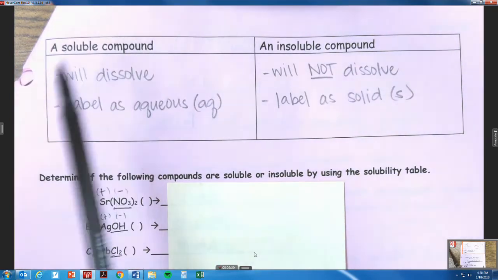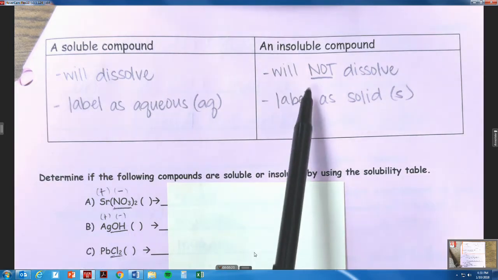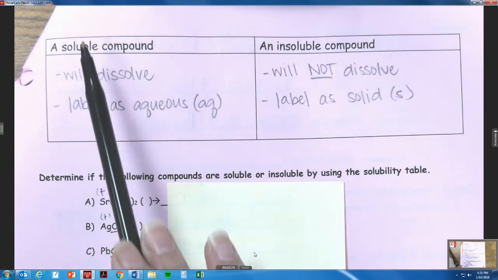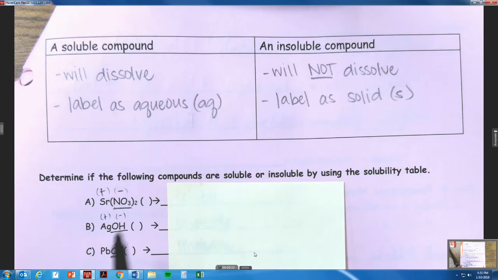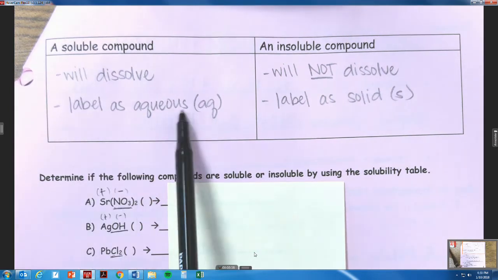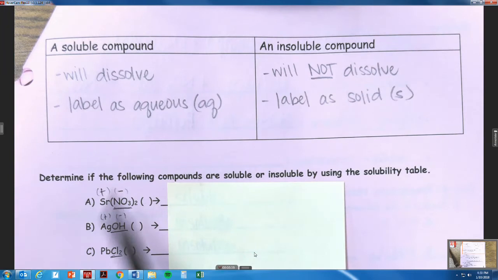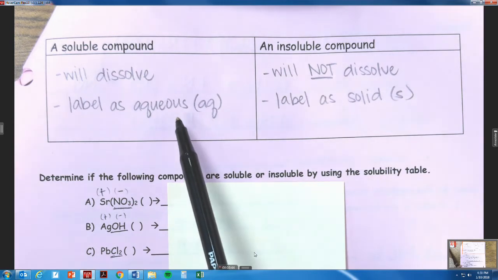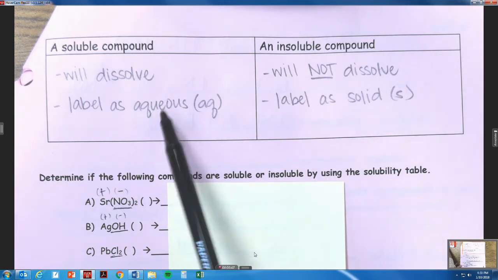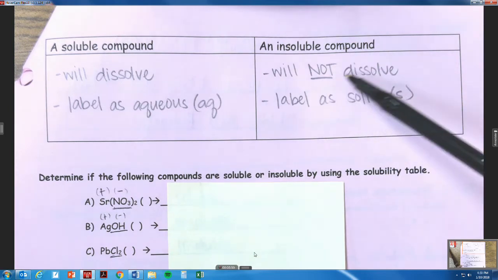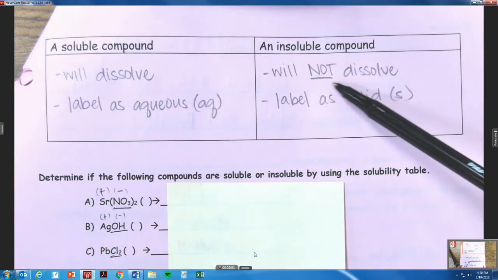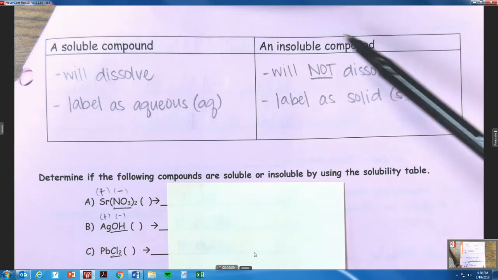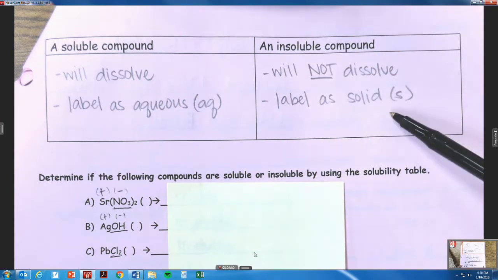You have two terms, soluble and insoluble. Some of you guys should already know this. Soluble means that it will dissolve or it can dissolve, and we label these compounds as aqueous, because they can dissolve in water. That is the definition of aqueous: something that is dissolved in water. And then insoluble means that it cannot be dissolved. If it can't dissolve in water, then we're going to label our insoluble compounds as a solid.